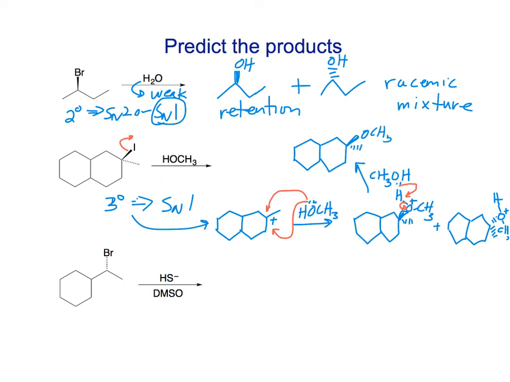Like this. We can do the same thing to the other intermediate. Methanol will remove that proton. Remember, those arrows are showing the movement of electrons, not the movement of atoms. And in this case, the methoxy group, OCH3, is going back, and the methyl group is coming forward.